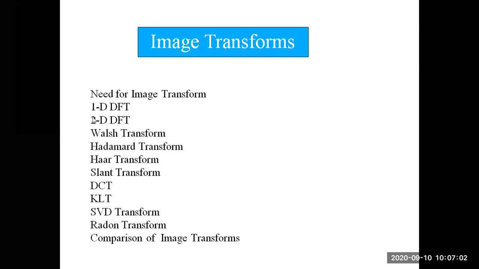So there are 10 of them, as I already mentioned in the previous class. And of course, Fourier transforms we have also seen partially at first. So now we have to begin with our one-dimensional discrete Fourier transform, after the need for image transform.